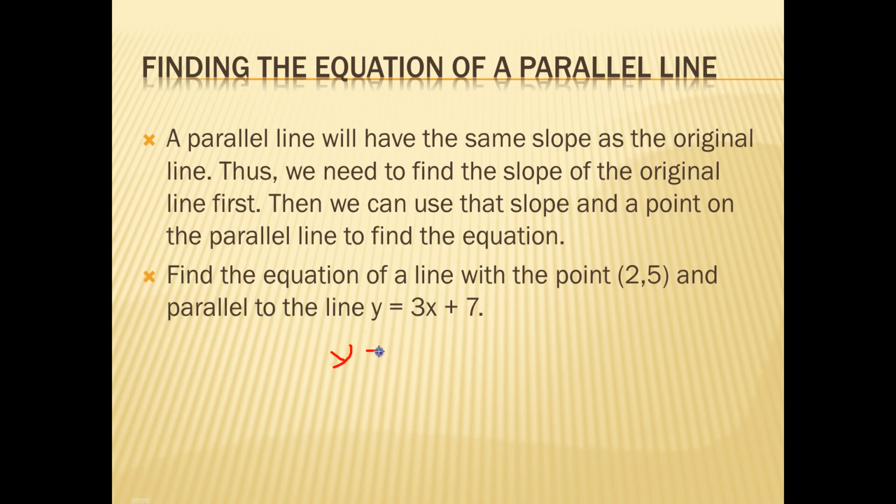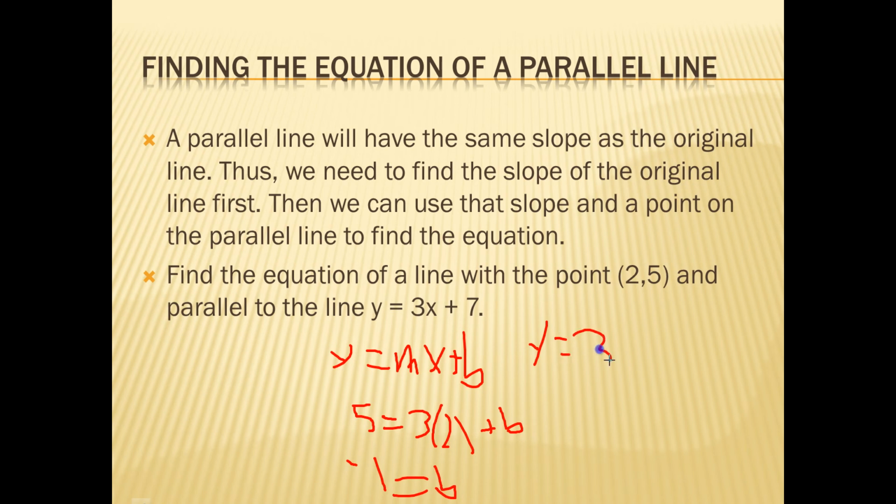So using the form y equals mx plus b, we know that the slope of the line is 3. And we know that there's a point (2, 5) on the line, so we plug in 5 for y and 2 for x, and then we solve this equation. So 5 is equal to 3 times 2 plus b, this is equal to 6. So 5 minus 6 is equal to b, negative 1 is equal to b. So we know that the equation is y equals 3x minus 1.